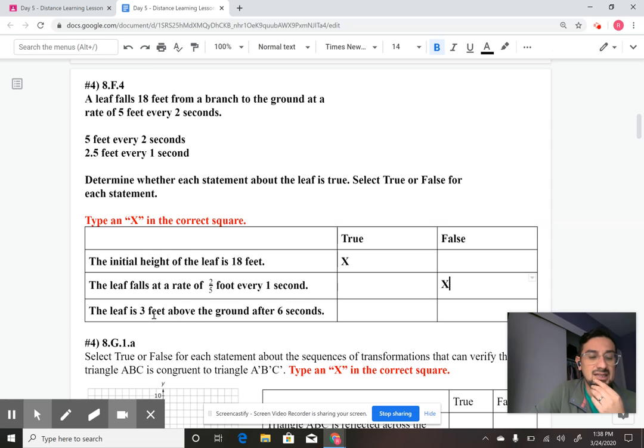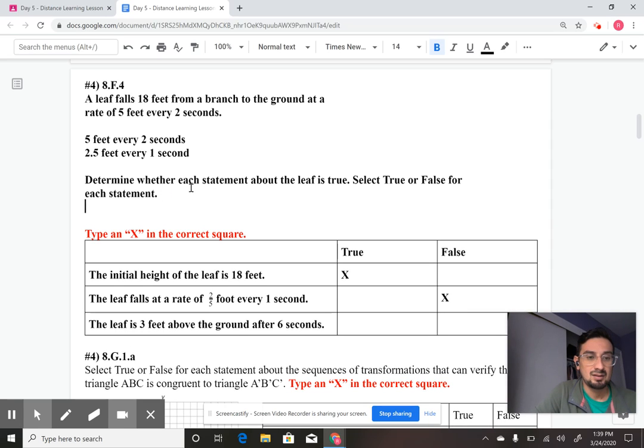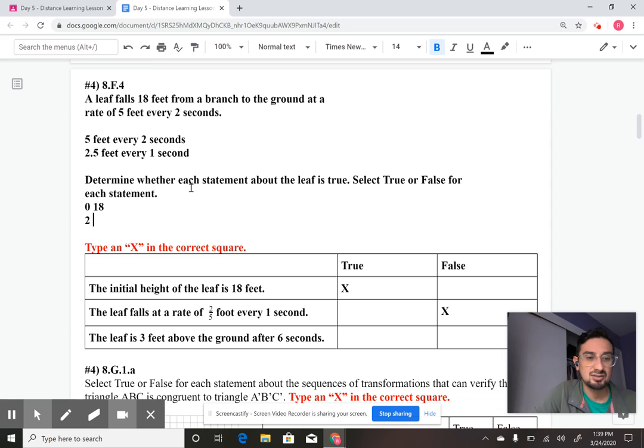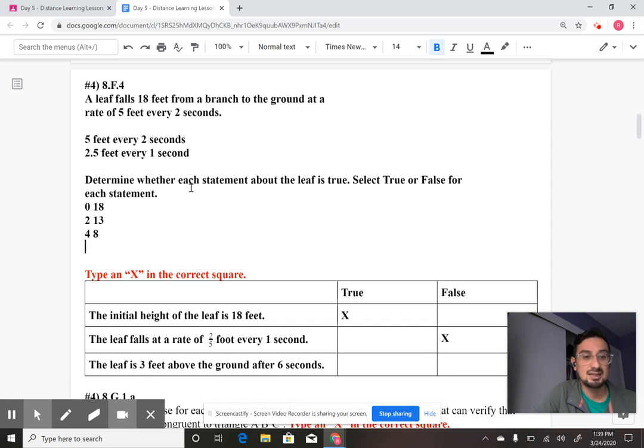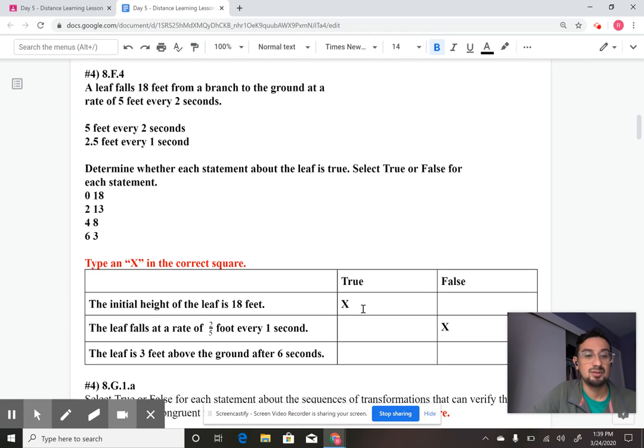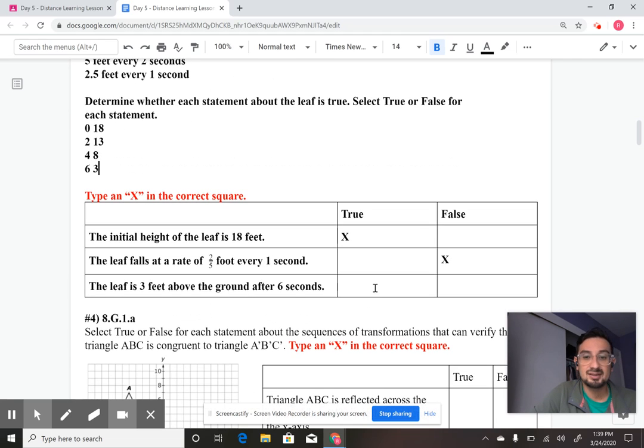Now the next one: the leaf is 3 feet above the ground after 6 seconds. So let's think about that. It starts at 18 and it goes down 5 every 2 seconds. So at 2 seconds, it goes down 5 to 13. At 4 seconds, it goes down to 8, and at 6 seconds, it goes down to 3. So at 6 seconds it is 3 feet above the ground. That's true, right? Because you subtract 5 every 2 seconds, and that puts you at 3, which is the right answer.